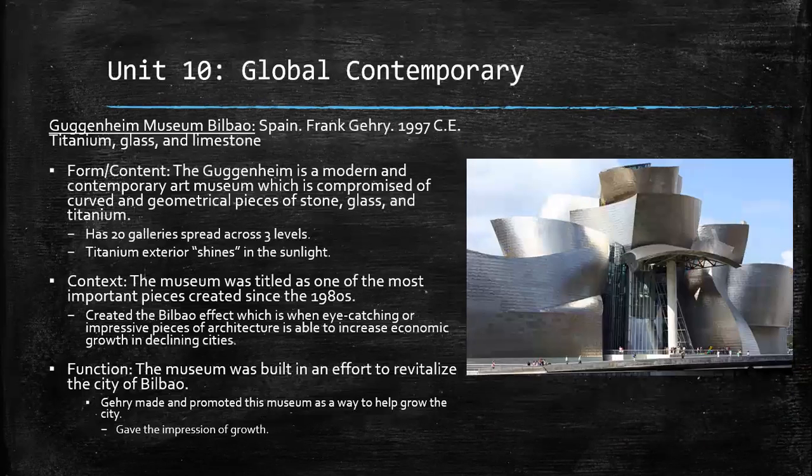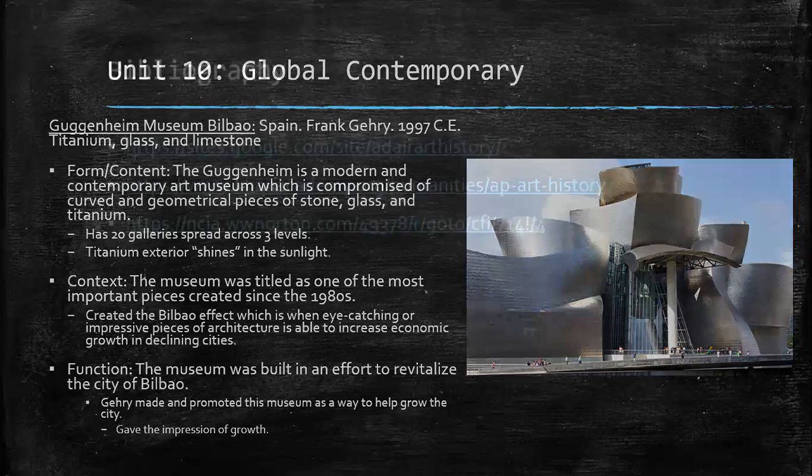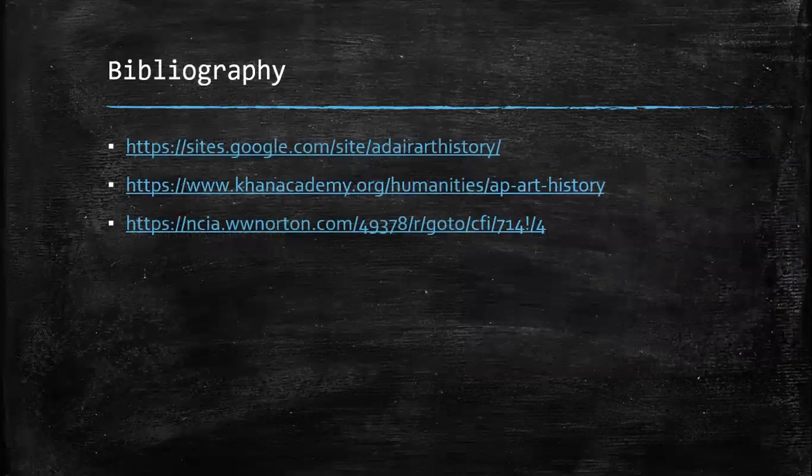Now, for our last unit, Unit 10, we have the Guggenheim Museum. This modern art museum was created in an effort to revitalize the city of Bilbao. The museum was made to be eye-catching and marvelous as a way to bring economic growth into the city. This could be seen as propaganda. It was originally made to push the idea that maybe if we built this, it would bring benefit to the city, and it worked.